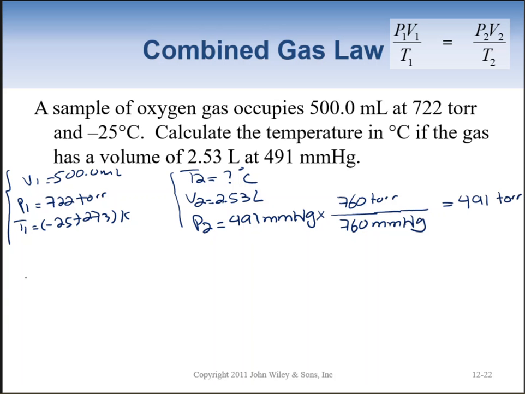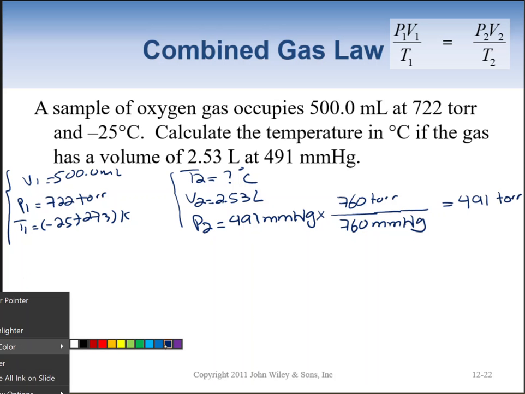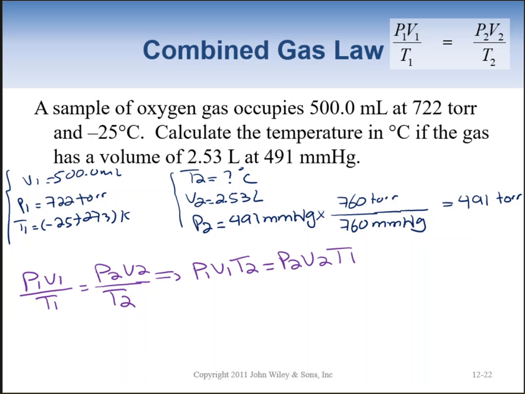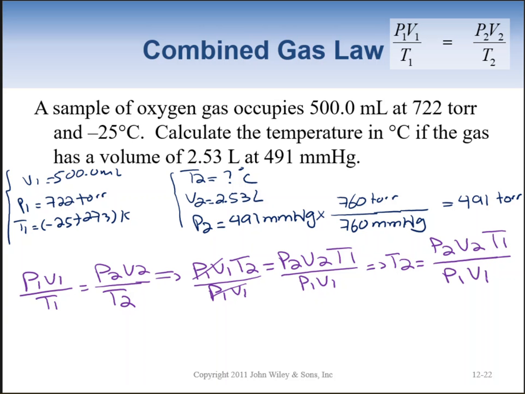Now we're going to use the combined gas law. P1 V1 over T1 equals P2 V2 over T2. To solve for T2, we're going to cross multiply first. So P1 V1 times T2 equals P2 V2 times T1. And to isolate T2, I'm going to divide by P1 V1. So T2 equals P2 times V2 times T1 divided by P1 times V1.